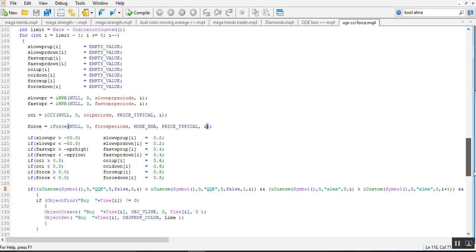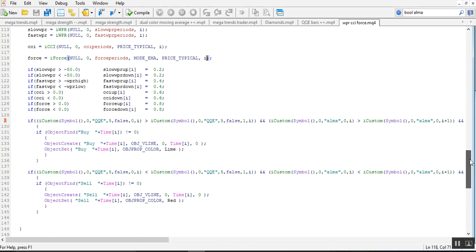It's just looking for the WPR, the CCI, and the force. All of them come with MetaTrader. There's nothing there. If the slow is greater than minus 50, if the slow is less than minus 50, it's just true or false type things. And this is your little squares where they're set in that thing. The lines are if the QQE is greater than the signal. That's what we went over already.